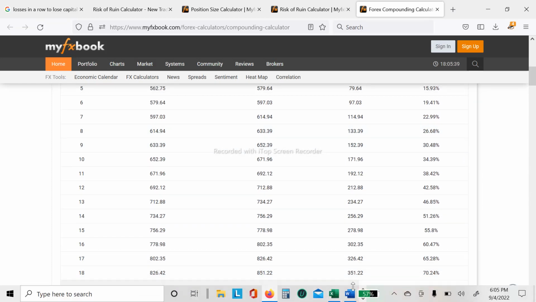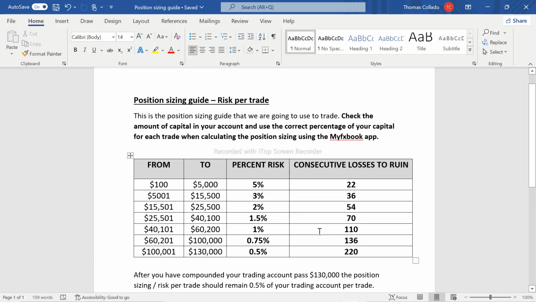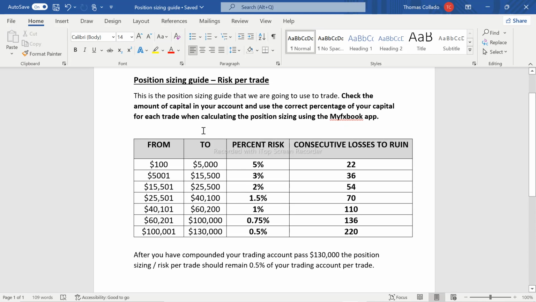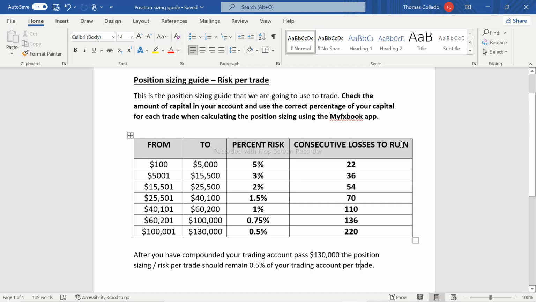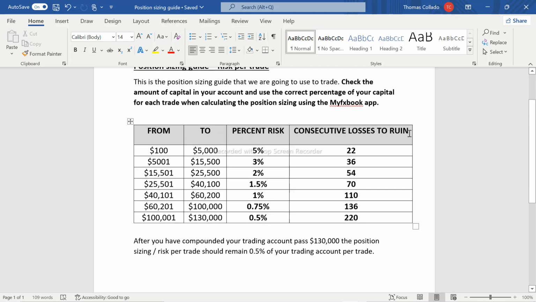So now let's go to the document that I shared with you. I'm gonna read it. Position sizing guide. Risk per trade. This is what you're going to risk every time you put in a trade, right? So this is the position sizing guide that we are going to use to trade. Check the amount of capital in your account and use the correct percentage of your capital for each trade when calculating the position sizing using the MyFX book app, right?